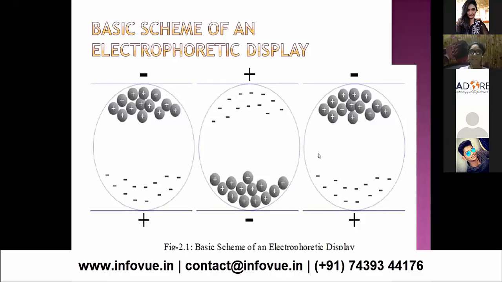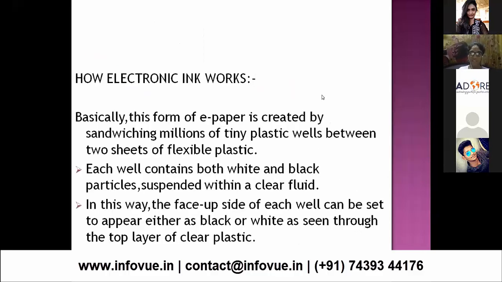This basic scheme of an electronic display is used to view clearly and is comfortable to read, with a good viewing angle for making electronic displays. These can be used in e-paper readers, which work on comfortable viewing angles. And coming to how electronic ink works. Basically, this form of e-paper is created by sandwiching millions of tiny plastic shells between two sheets of flexible plastic.